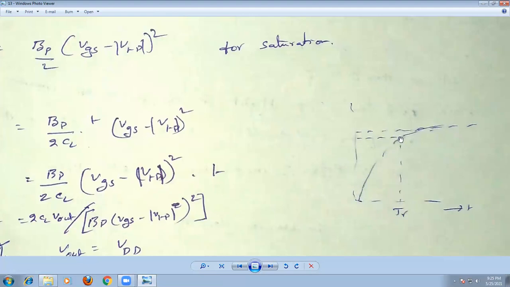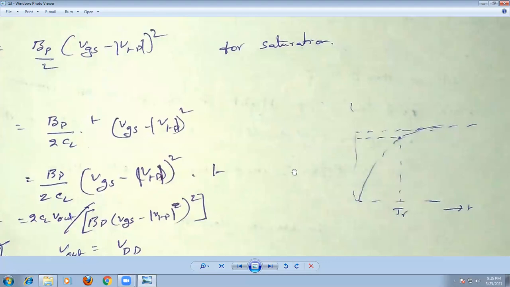Assuming that 10% is a very small value, very near to zero, we can take the zero level. So 90% of its final voltage is here, and this voltage minus this voltage is nothing but the rise time of the transistor. This is the rise time, approximately equal to the value of VDD. At T equals TR, you will get the maximum voltage across the capacitor, which is equal to the value of VDD.